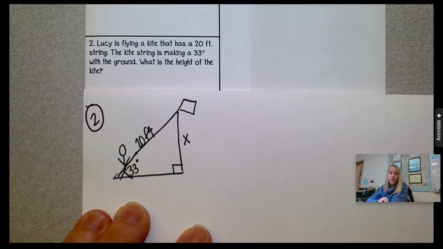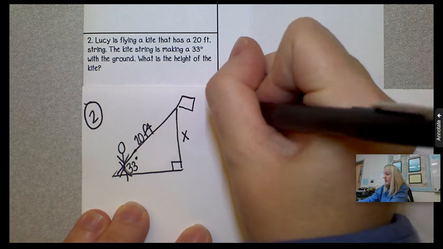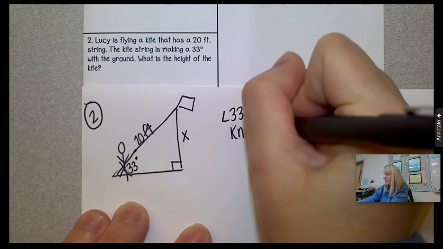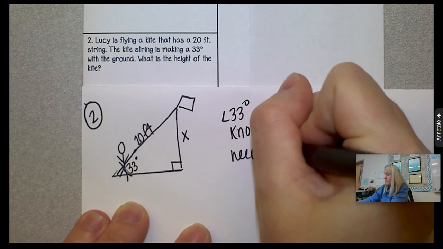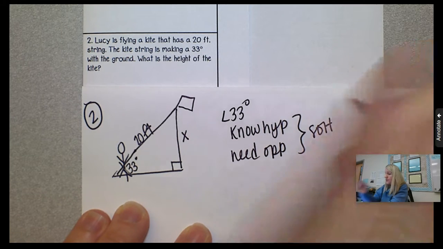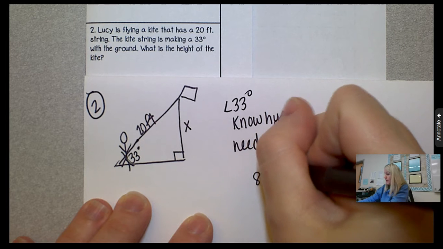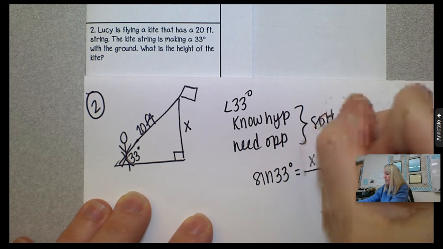So you were hopefully setting this up yesterday, or at least attempting it. But from here, I would say, okay, from the angle 33 degrees, I know the hypotenuse. I need the opposite. So I'm going to use sine, right? And I'm going to do sine of 33 equals opposite over hypotenuse.